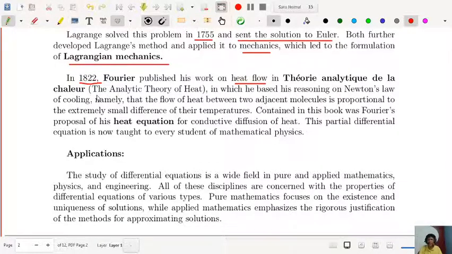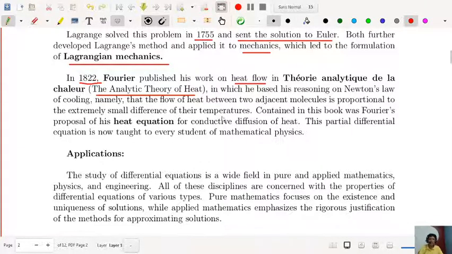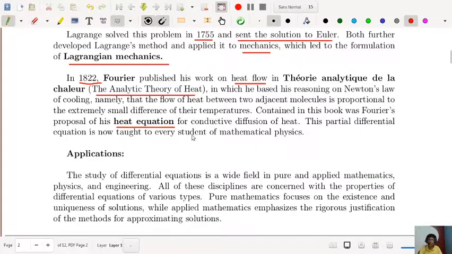So it means that the analytical theory of heat, in which he based his reasoning on Newton's law of cooling, namely that the flow of heat between two adjacent molecules is proportional to the extremely small difference of their temperatures. Content in this book was Fourier's proposal of his heat equation. Actually, that is the development of the heat equation.